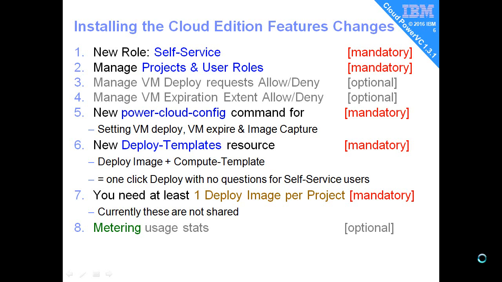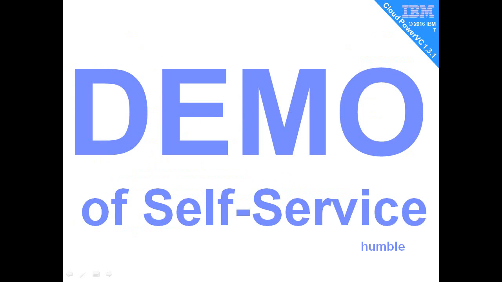The last one down there is metering of usage stats. We can monitor things like the CPU, memory, and disks that particular projects or particular users are doing. The interface is the REST API, and it's pretty difficult to use, so I'll save that up for a separate movie. Right, let's go and have a look at a self-service user so we can understand what that's all about, and then we'll come back and have a look at how we set that up.